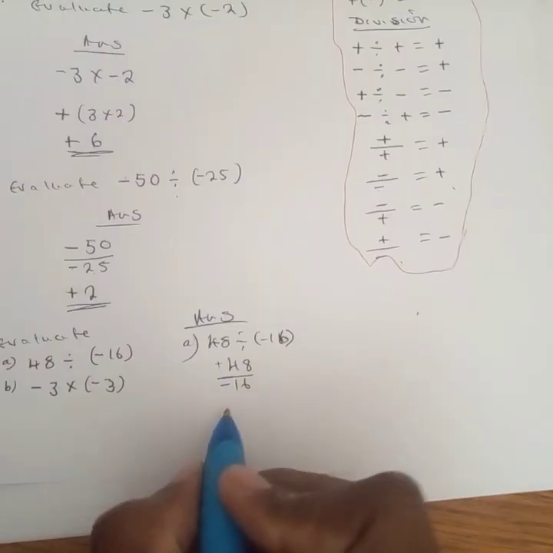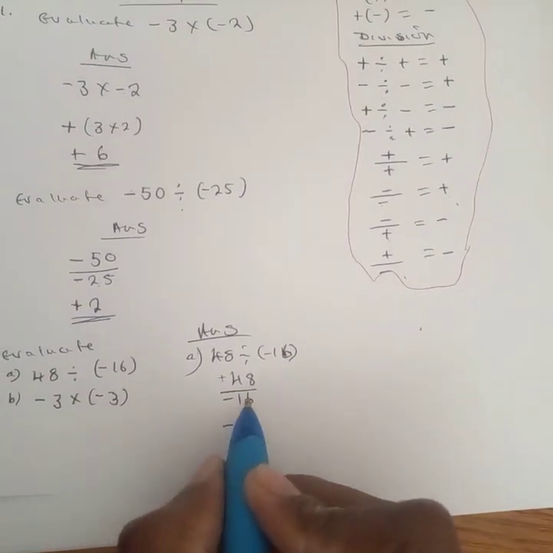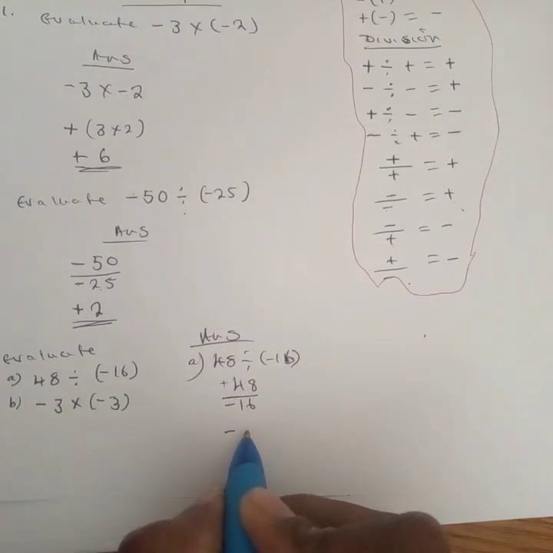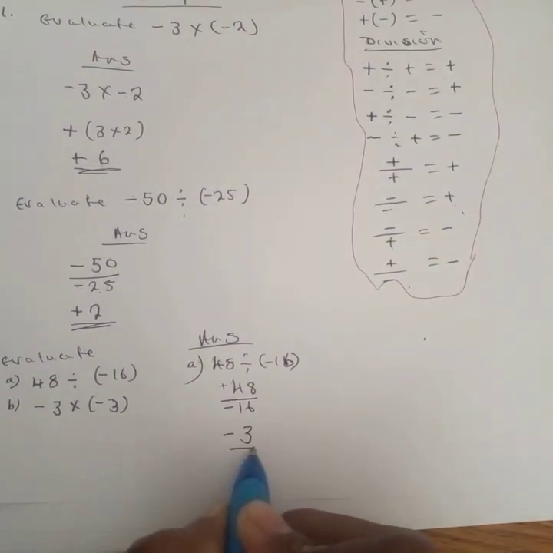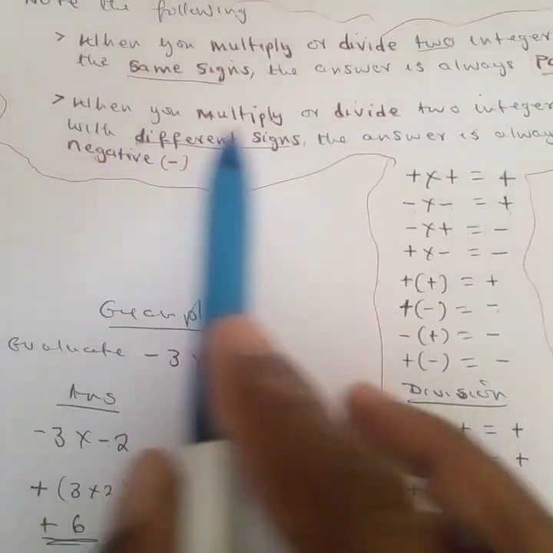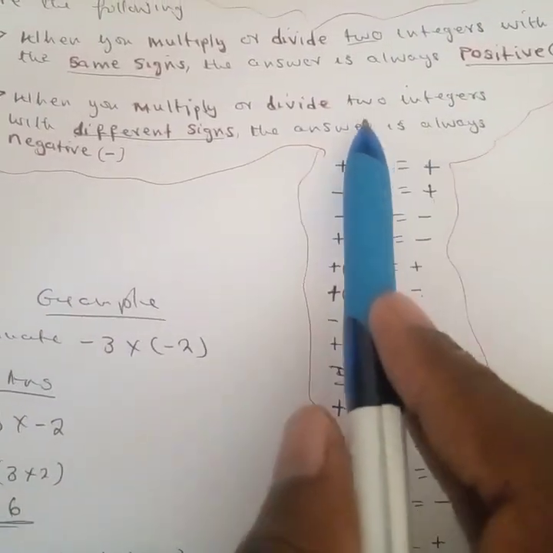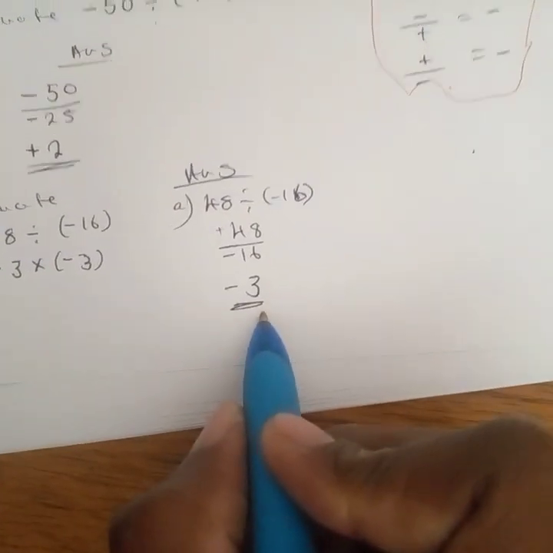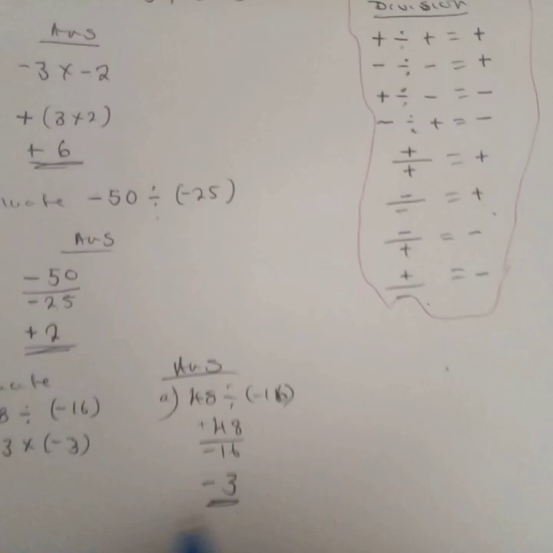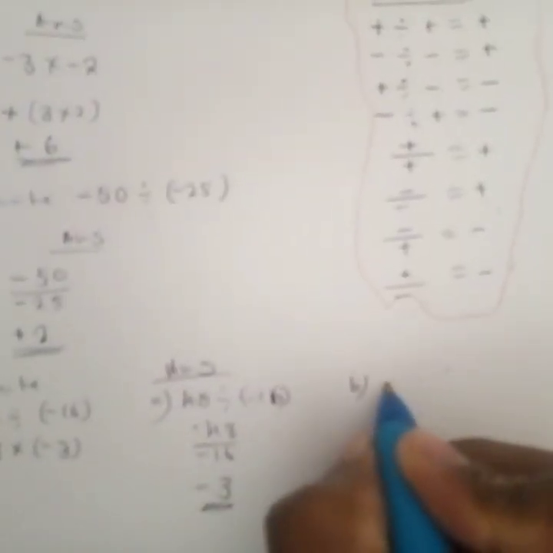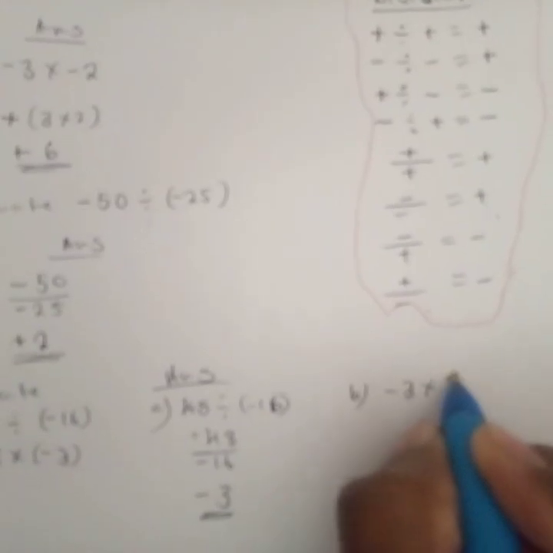So in this case, we have negative, but how many times can 16 go into 48? That is 3. So we have negative 3 as your answer, proving the statement that whenever you multiply or divide two integers with different signs, the answer is always negative. So the answer here is what? Negative. The same applies when we multiply now B, negative 3 times negative 3.